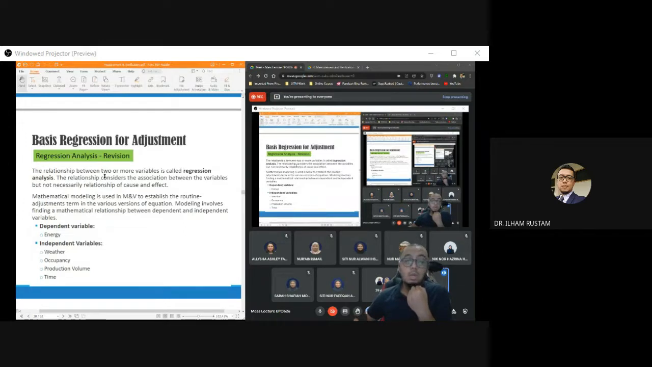Not the r squared. R squared is actually a relationship too. But the one that we are talking about in regression analysis is actually both of them. The relationship considers the association between the variables, but may not necessarily show cause and effect. It's maybe causal, but not cause and effect. So in order for us to do that, we have to perform mathematical modeling. So in order for us to do mathematical modeling, we have to properly define the y and x of the equation. So that means y is the dependent and x is the independent, because y equals to f(x), not x equals to f(y).